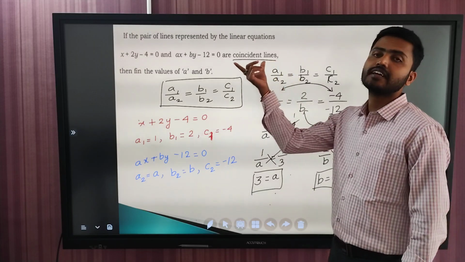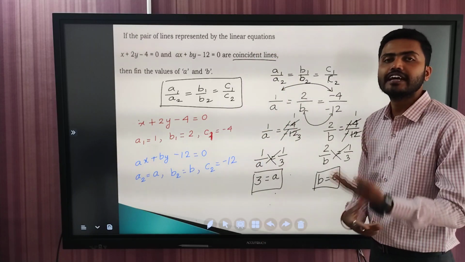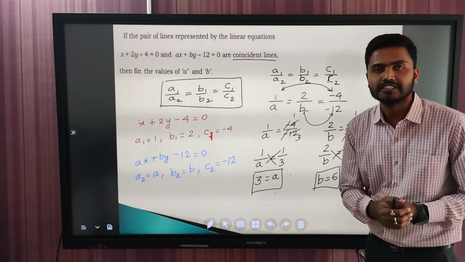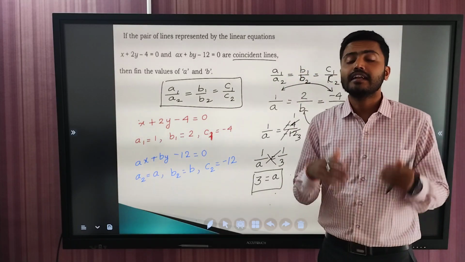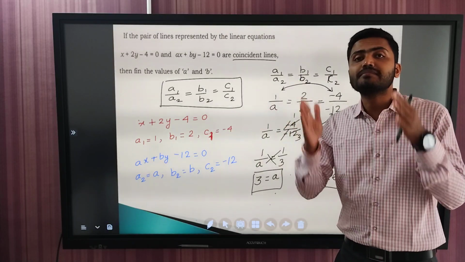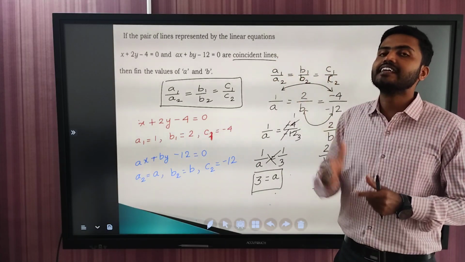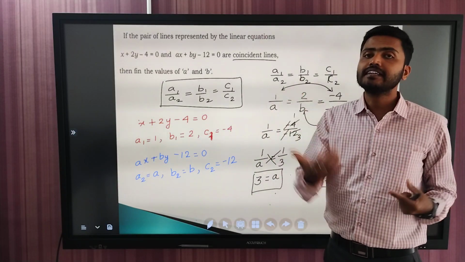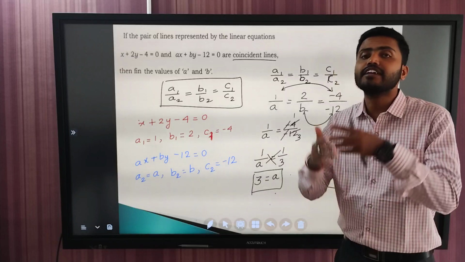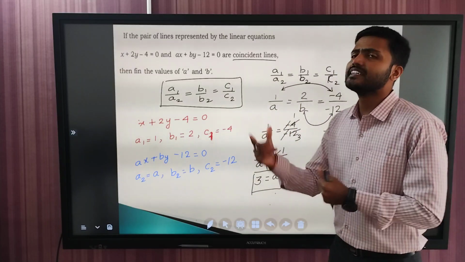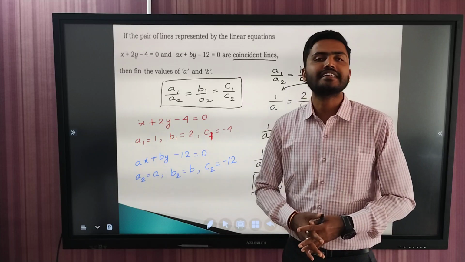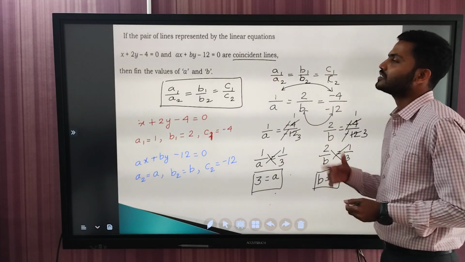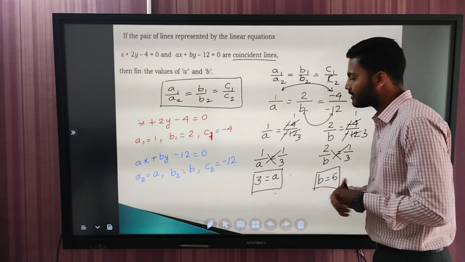So using the given condition, we can easily figure out the values of a and b just by looking at the given question. First, we have to remember the conditions: what condition holds for coincident lines, what condition holds for parallel lines, and what condition holds for intersecting lines. If we know all of this, solving these types of questions is going to be really very easy. Now that we have understood this question, the values of a and b we have obtained.